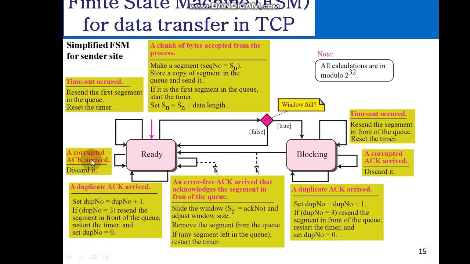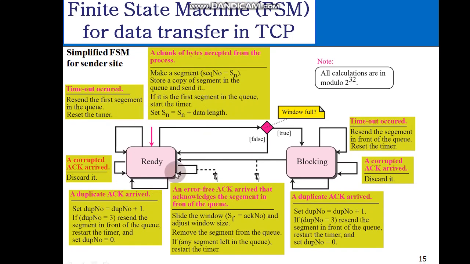Suppose a corrupted acknowledgement is received. Then it understands that it is a corrupted acknowledgement, and it will discard it. Then if there is a time out, that is RTO has expired, it will understand that the segment was not received by the receiver. Then it will resend the same segment which is stored in the queue and reset the timer. So this is when everything is in the ready state.